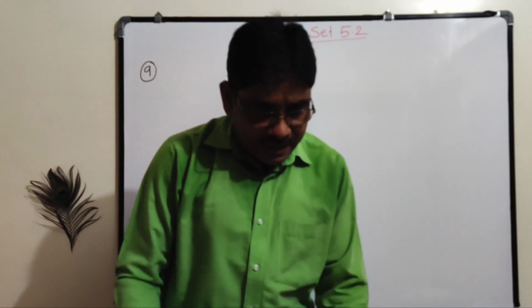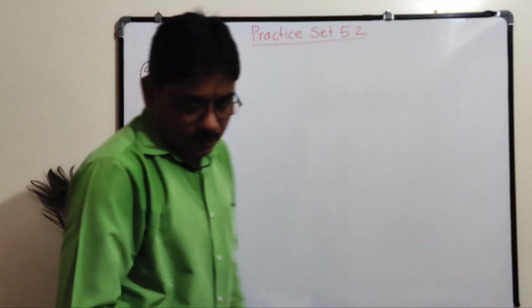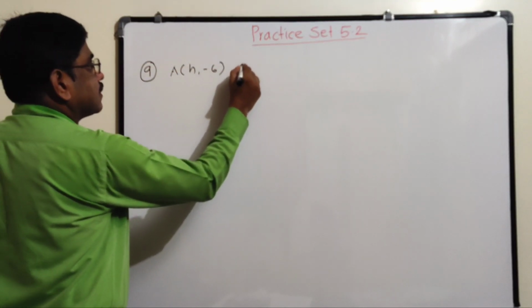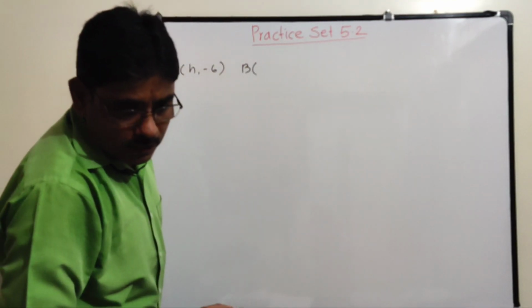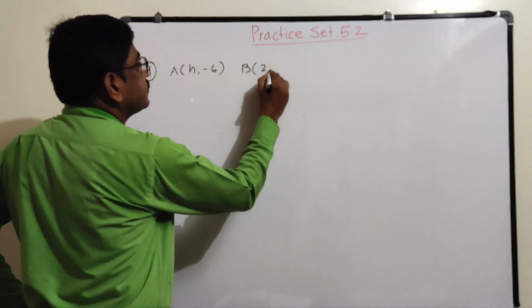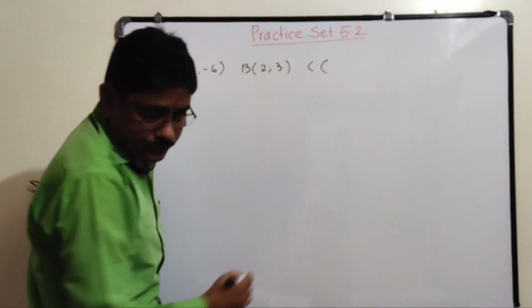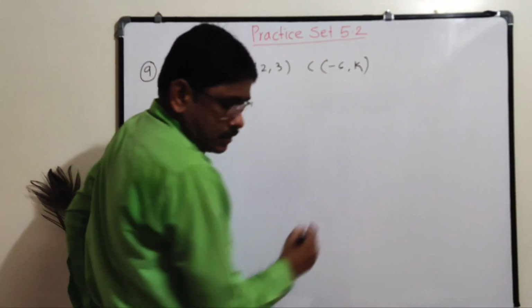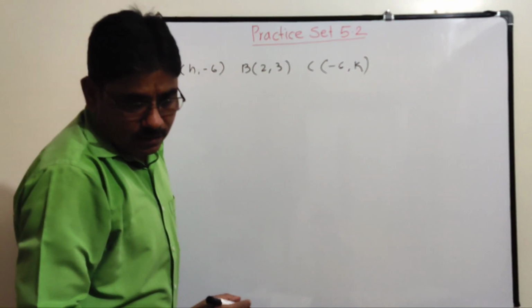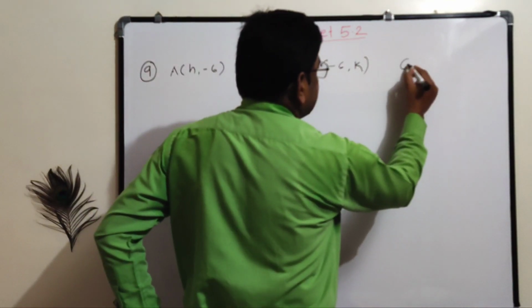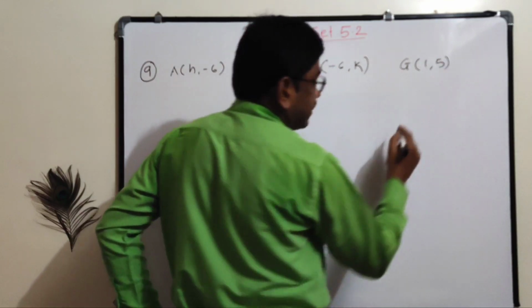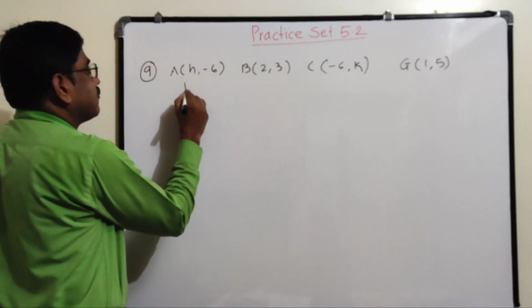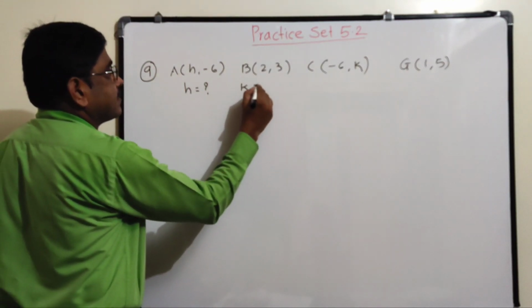What is given? A (h, minus 6), B, the coordinates of B are (2, 3), and C (minus 6, k) are the vertices of the triangle, and the centroid is G (1, 5). Then find the value of h and k. Then what is h, what is k?